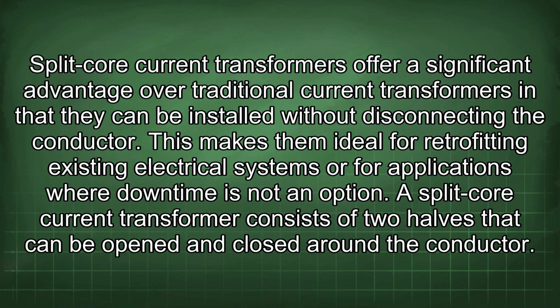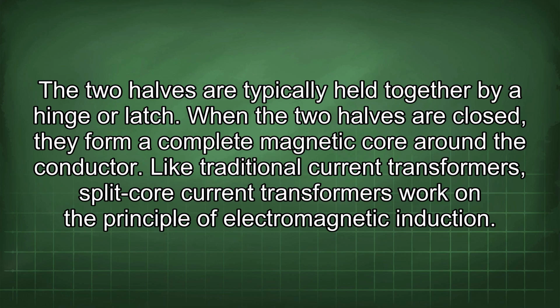Split-core current transformers offer a significant advantage over traditional current transformers in that they can be installed without disconnecting the conductor. This makes them ideal for retrofitting existing electrical systems or for applications where downtime is not an option. A split-core current transformer consists of two halves that can be opened and closed around the conductor. The two halves are typically held together by a hinge or latch. When the two halves are closed, they form a complete magnetic core around the conductor.